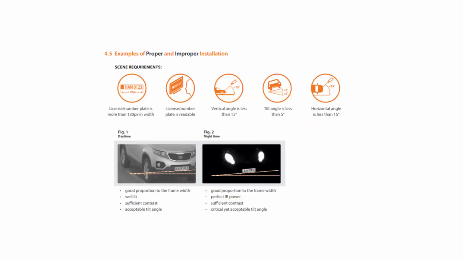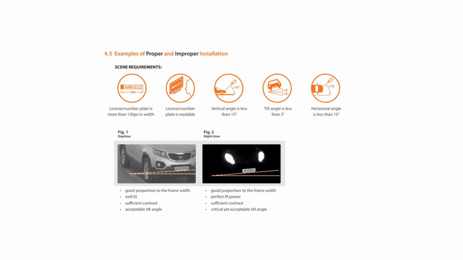And so again, we want to check again overview. We want to make sure the number of pixels are appropriate. We want to make sure the plate is readable to a human, right? The camera is zoomed and focused correctly. That the vertical angle is not too large, the horizontal angle is not too large, and our tilt is giving us a level image.